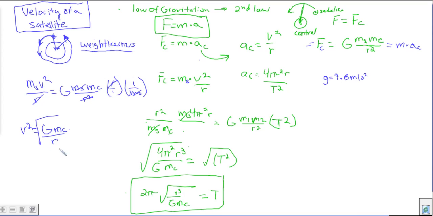So now all we have to do is take the square root of that. So here's where we end up. The velocity of the satellite equals the square root of the gravitational constant times the mass of the central body divided by the radius of that satellite, right? So how far away it is from the center of the central body. So there we go. That is the equation that we use to solve for the velocity of a satellite. So last time we derived the period of a satellite. Now we derived the velocity of a satellite.